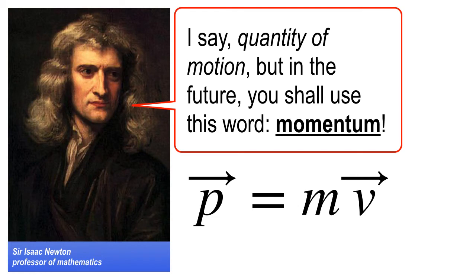And one way to think about that is like two football players. Sometimes a littler football player can knock down a big one if he's moving fast. If he's got a lot of speed, even if he doesn't have a lot of kilograms, he can still knock the blocks off of a bigger player, all right? And so that's what he called it, quantity of motion.